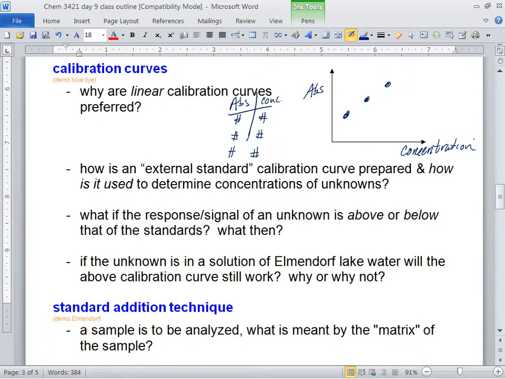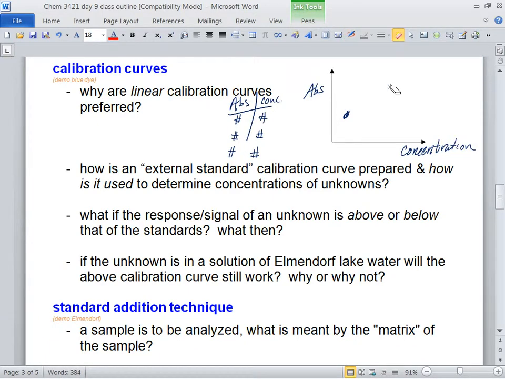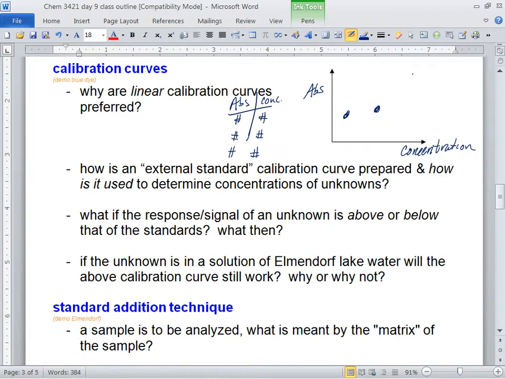Why is a linear calibration curve easier? It's easier to get the slope. Otherwise you can't get a slope, right? If it's linear, all you really need are those two data points. You don't even need a lot of data points. It's a lot easier to make a calibration curve. And if it's linear, you can do that whole linear regression thing.